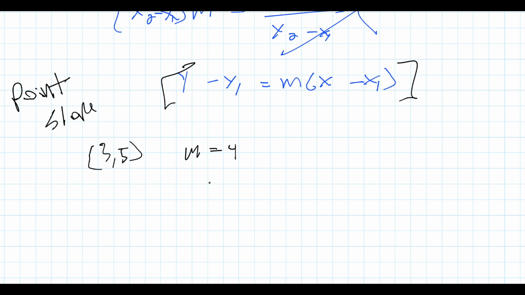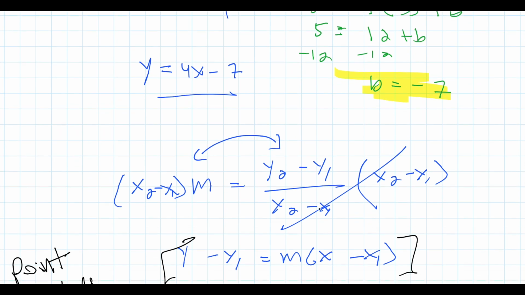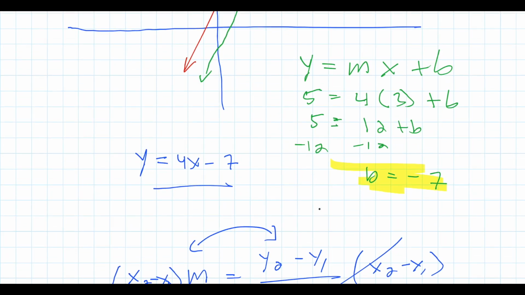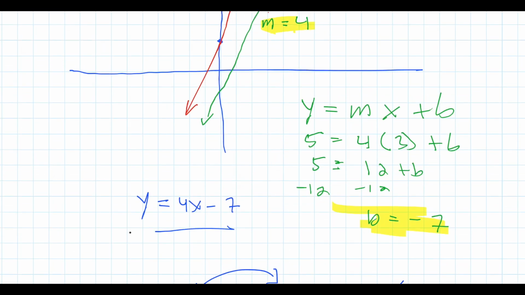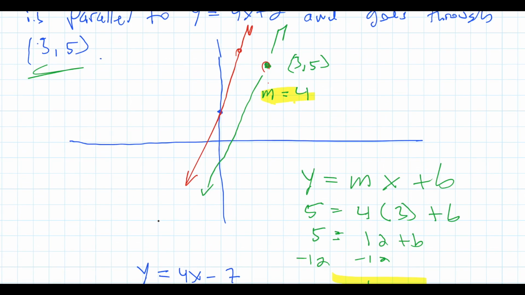So leave y as y. So y minus the y value of the point, which is 5, equals your m, which is what? 4, times x minus the x value of the same point, 3. All right, that's actually done. That's the answer. And the thing about point-slope form is you can have multiple answers. Now that we know our equation, this is it right here, right? Yeah, that's our equation.